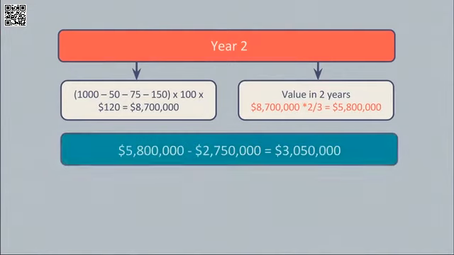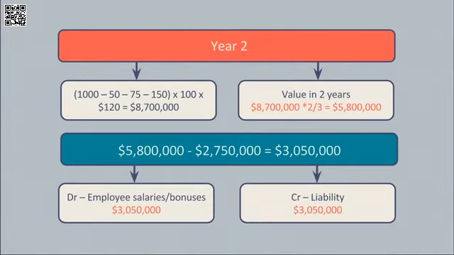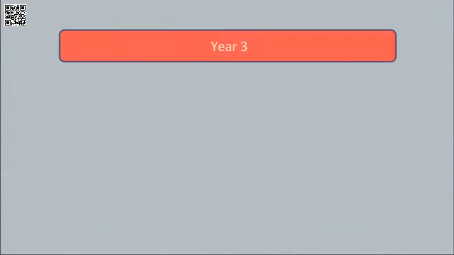Now, let's deduct the expense already recognised in year 1. 5.8 million minus 2.75 million equals 3,050,000. The journals are debit employee salaries and bonuses, 3,050,000, credit liability, 3,050,000. And finally, year 3, when the scheme ends, is recorded as follows.